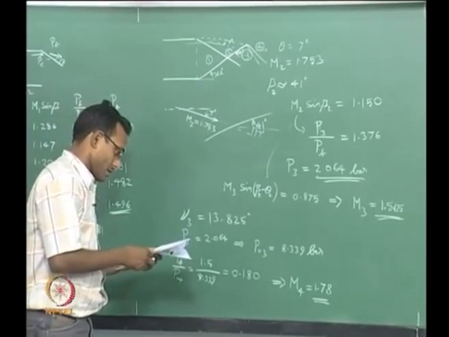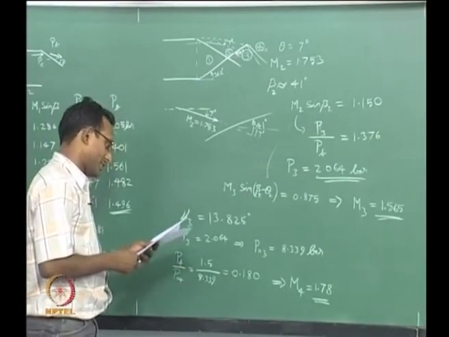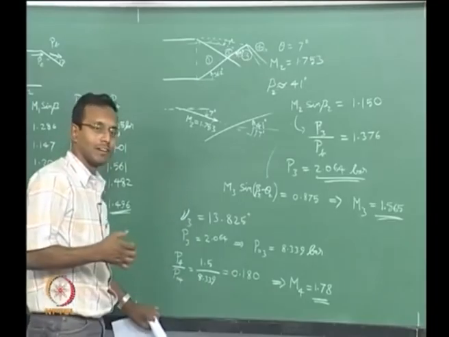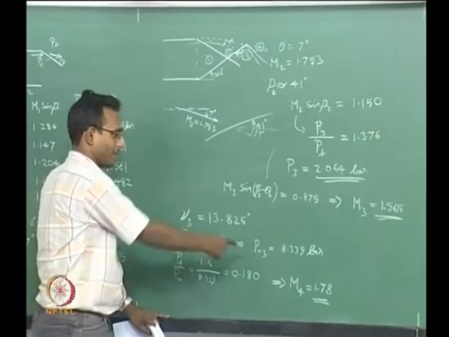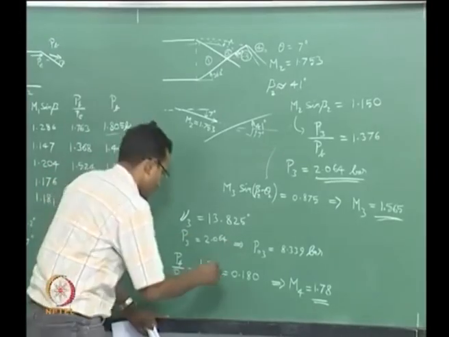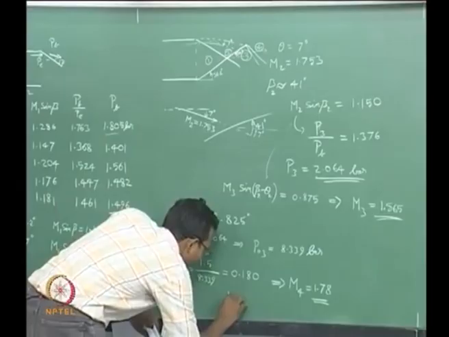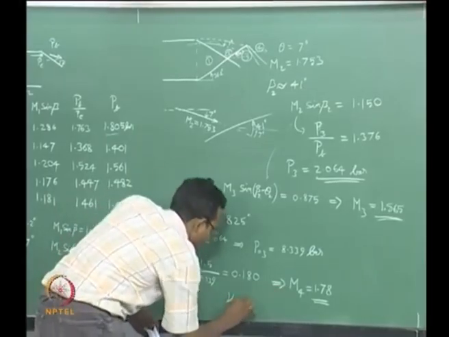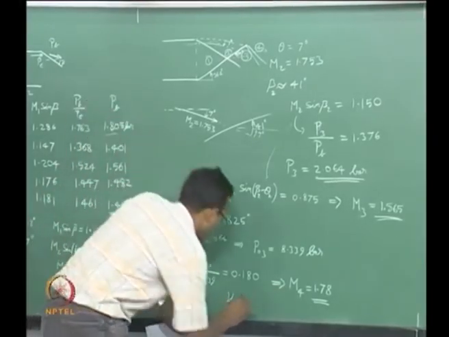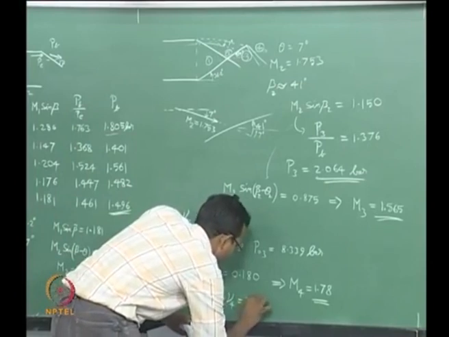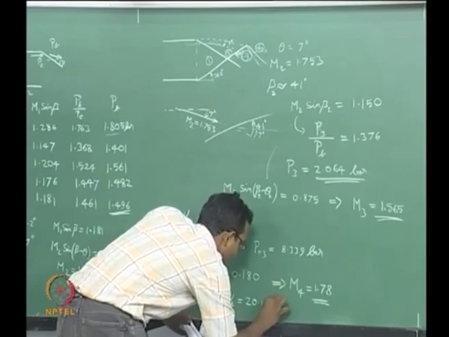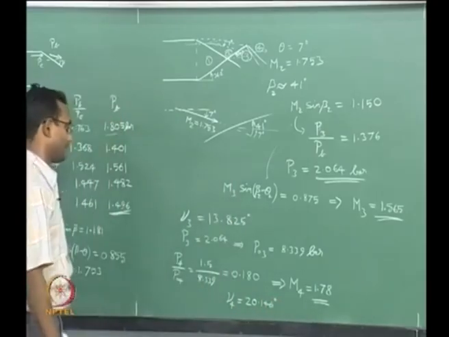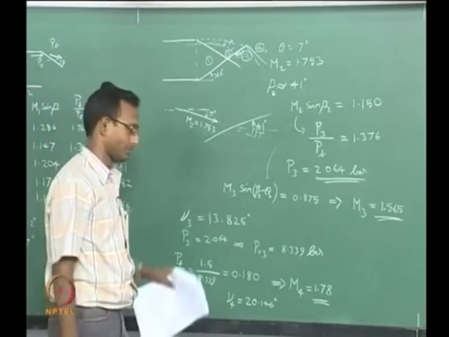Okay. How much did it turn the flow by? How will I find that? Again I have to find Prandtl-Meyer angle here. So I will find nu 4 for that Mach number, that happens to be 20.146 degrees. This is the number I have there, 20.146 degrees.